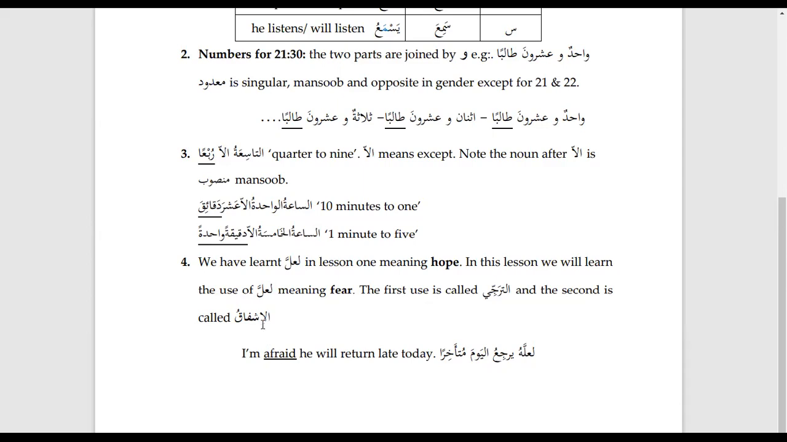So la'alla has 2 meanings. Either it can be hope or it can be fear. And it depends on the speaker. If he is confident or sure about something, then he is using it in the context of hope. And if someone is not sure about something, then he is using it in the context of fear. So لَعَلَّهُ يَرْجِعُ الْيَوْمَ مُتَأَخِّرًا, I'm afraid he will return late today.